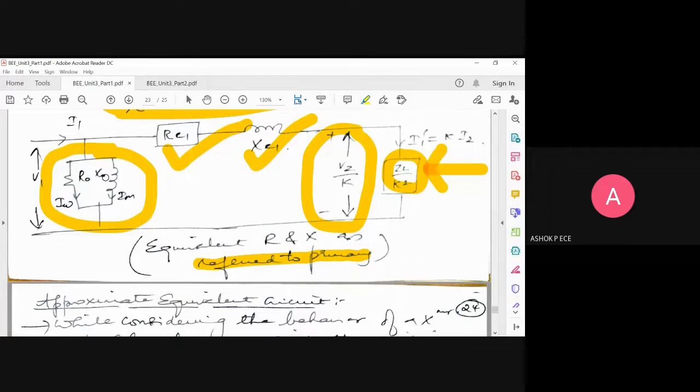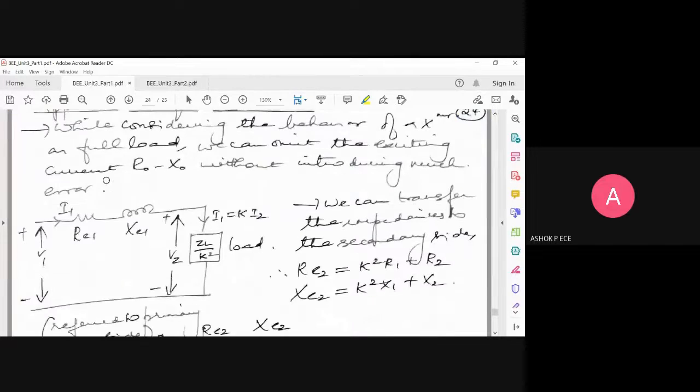Correct? We have seen that. So if the transformer is operating on full load, there is no logic in putting that no load component. So I can even remove that no load component. See here that R naught X naught is removed. In this portion, R naught X naught is removed.